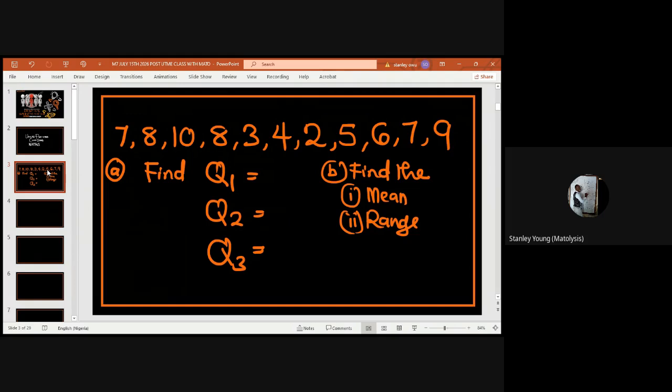The question said if you are given 7, 8, 10, 8, 3, 4, 2, 5, 6, 7, and 9, you should determine the value for Q1, Q2, Q3, and you should also find the mean value for the range.